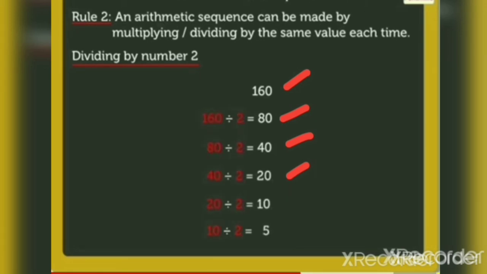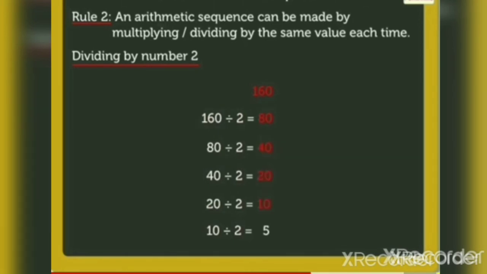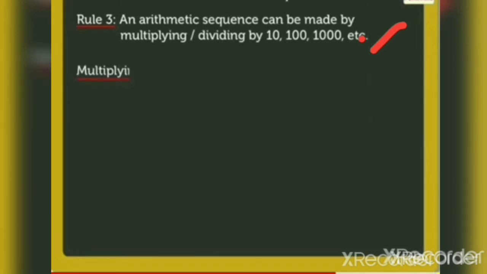So we get a pattern here, that is 160, then 80, then 40 and so on. So this is again a pattern which we have obtained by dividing a number by the same number, that is 2. Now rule 3. What does rule 3 say? Rule 3 says that an arithmetic sequence can be made by multiplying or dividing by 10, 100, 1000, etc.